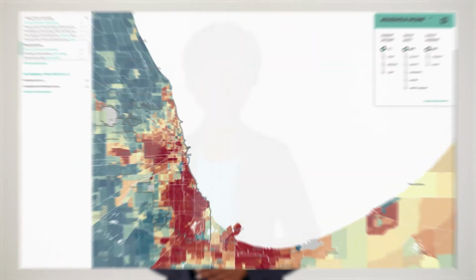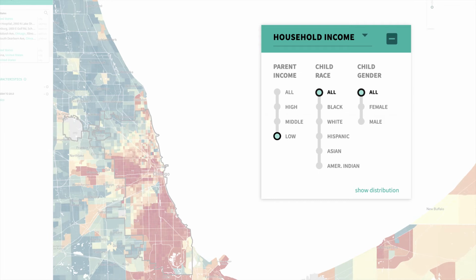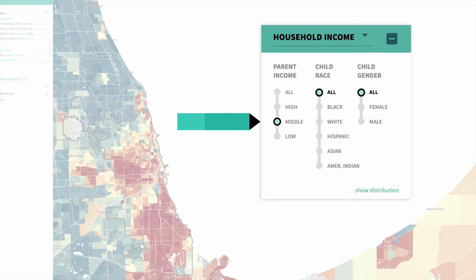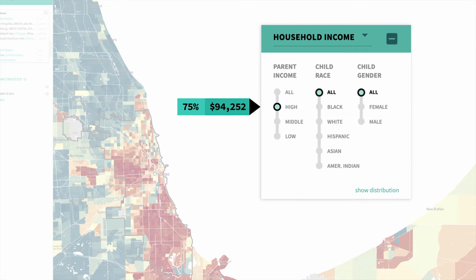But before we dive into other data, let's talk about parent income. The Atlas allows you to group children by different parental income levels. Low is defined as parents in the 25th percentile nationally, which equates to household incomes of about $27,000 per year. Middle is for parents with household income at the 50th percentile nationally, or almost $56,000 per year. And high is defined as parents at the 75th percentile of household income, earning about $95,000 per year.